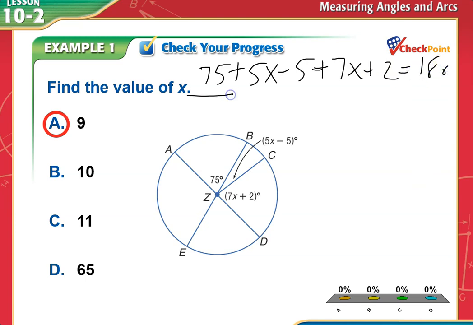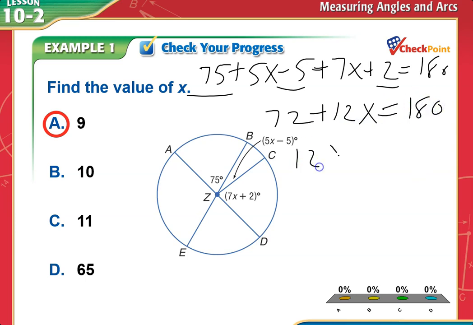So we're going to add up our 75, subtract 5, that would be 70, and add 2, that'd be 72. Then we add our x's, and that will give us 12x, and this should equal 180. We subtract 72 from both sides, and that gives me 108. Then divide both sides by 12, and that will give me 9. So there's x equals 9.